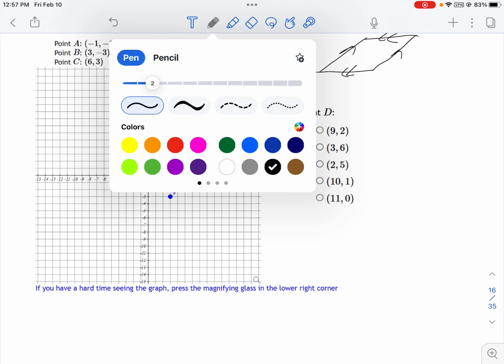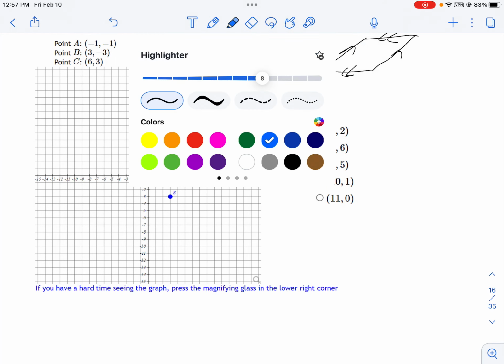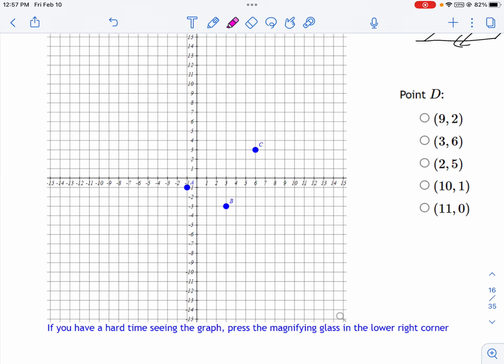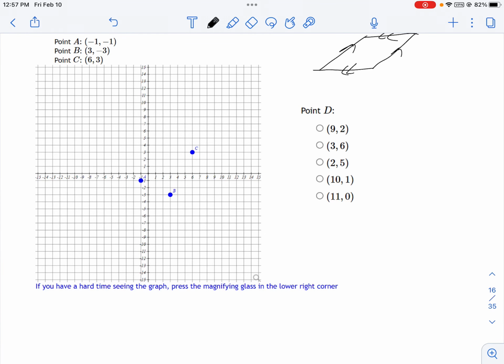So if we wanted to find the fourth point for a parallelogram here, that's what this question is asking. It says determine the coordinate point that will finish the parallelogram ABCD. Well, there's a couple places it could be, right? We could put it over here and make this parallelogram that way. Or maybe your point could be down here to make a parallelogram that way. Or maybe your point is over here, maybe closer to there, and that will also make a parallelogram. There's a lot of different ways we can do this. So where is it specifically? If these all create parallelograms, which one of them is it?